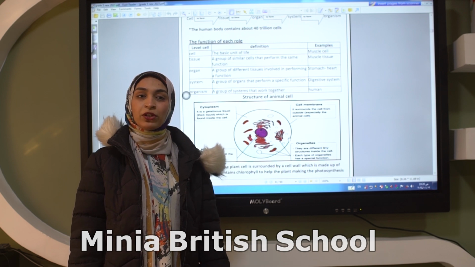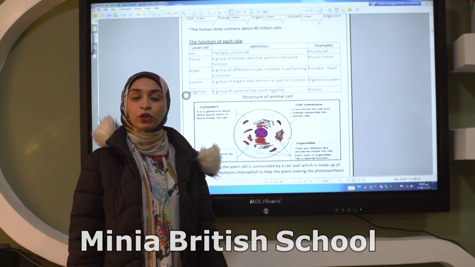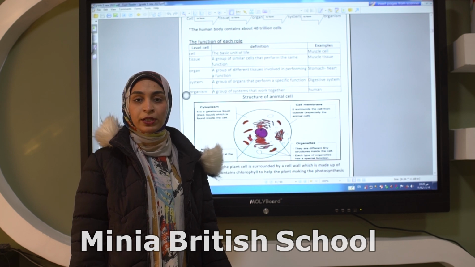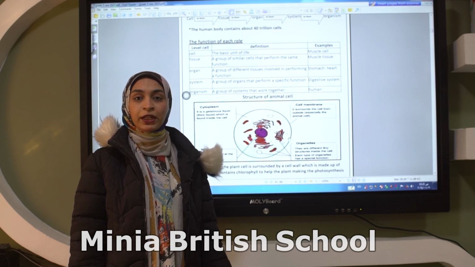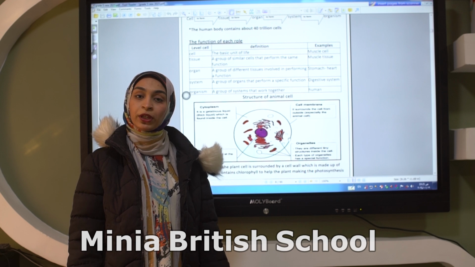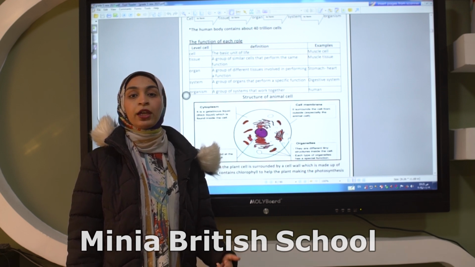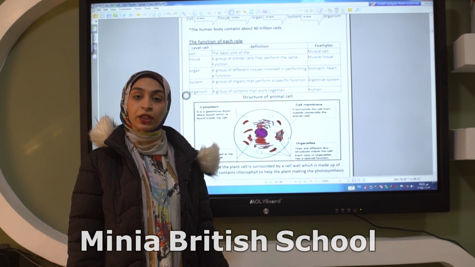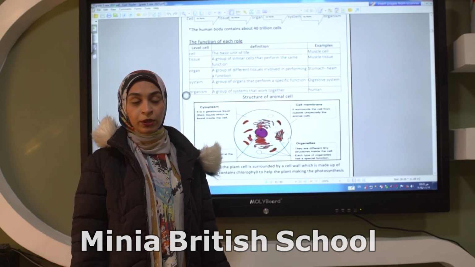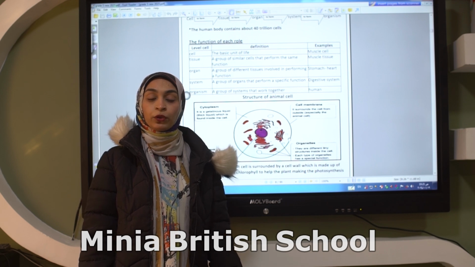Theme 1, concept 1 starts with the cell, and we said that the smallest building unit of the living organism, whether animals, humans or plants, is called the cell. What are the organelles that are found inside the cell? We started with the cell membrane, mitochondria, endoplasmic reticulum, nucleus and Golgi apparatus. Let's remind ourselves what the function of each organelle is.